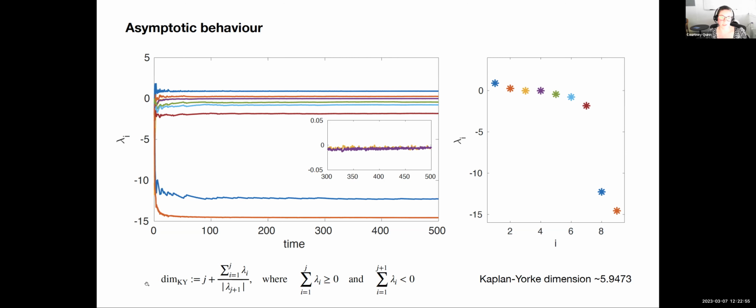And then we're going to be using this dimension called the Kaplan-Yorke dimension, which is defined here. This is one of the typical dimensions used to characterize chaotic attractors. And the Kaplan-Yorke dimension of this particular attractor is nearly 6, right? So 5.9 and so on. So we're going to say it's about a 6-dimensional attractor. Okay, so that's something to keep in mind when we do our different experiments.